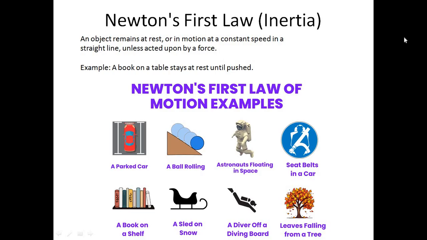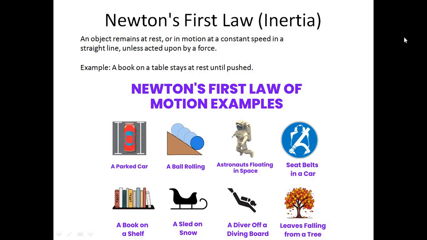Take the example of a parked car. The parked car remains as it is until we start the vehicle, and then it moves in the forward direction, right? So this is an example of Newton's first law of motion. The second is a ball continuously rolling. It continues rolling unless and until some external force is applied and it stops at the end. Another example is astronauts floating in space. They remain as they are until a particular situation arises.